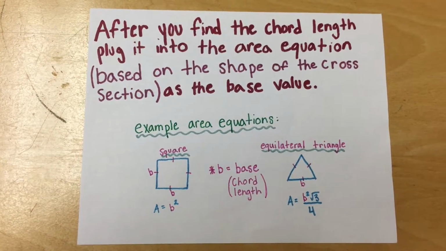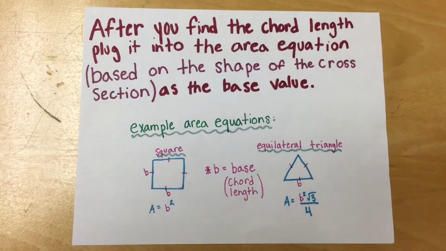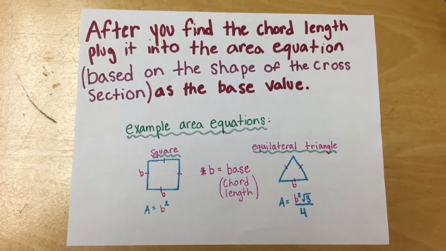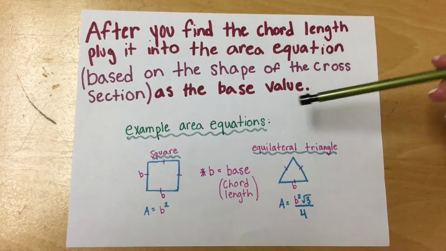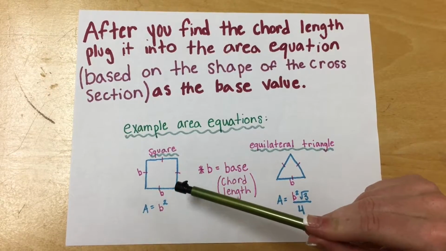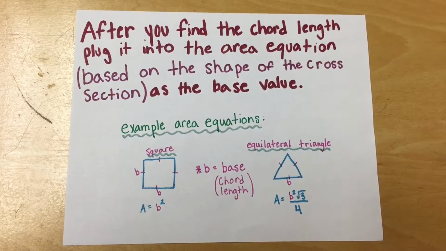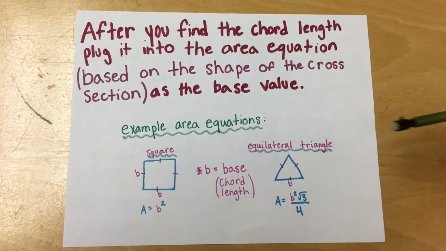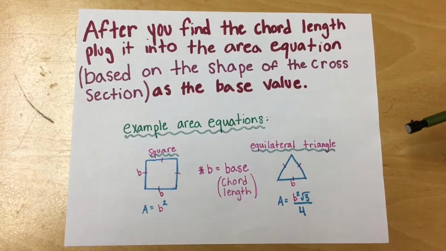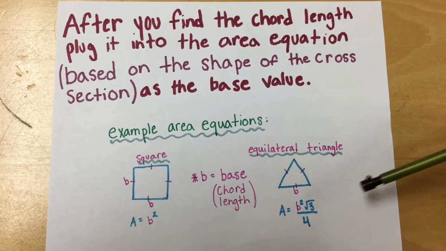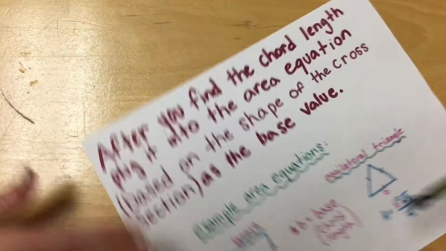After you find the chord length, plug it into the area equation as the base value. The area is based on the shape of the cross-section. Here are some examples. When finding the area of a square cross-section, you do base times base. Since the base is equal to chord length, your area is the chord length squared. When finding the area of an equilateral triangle cross-section, you do the chord length squared times the square root of 3 divided by 4.